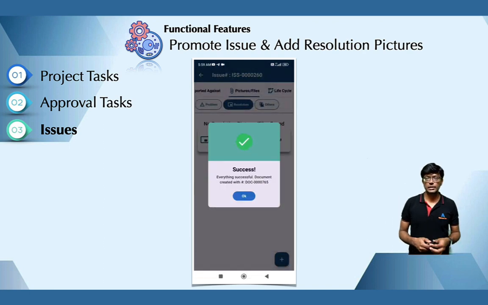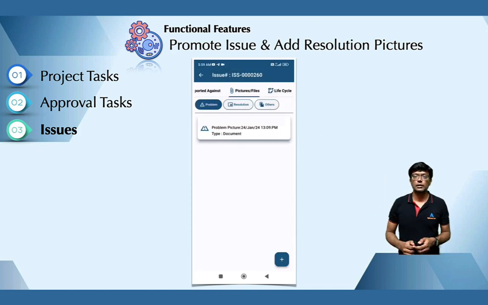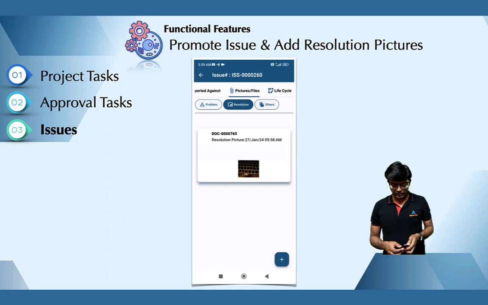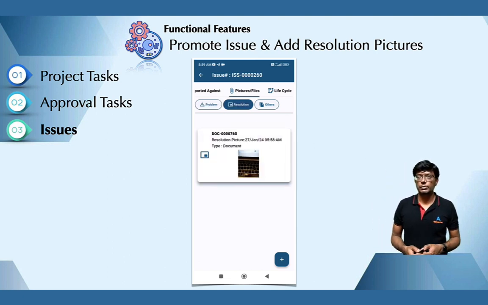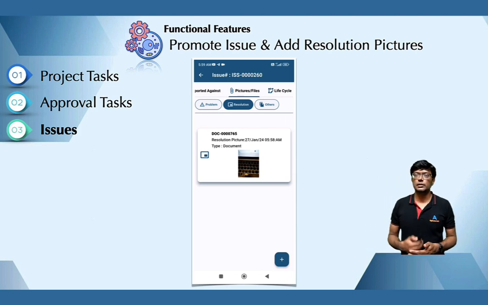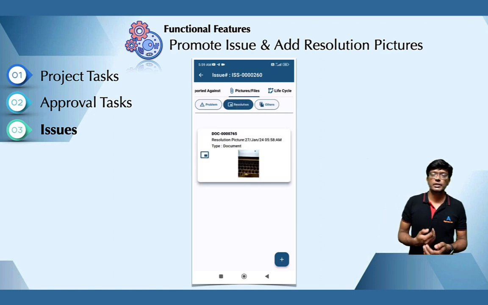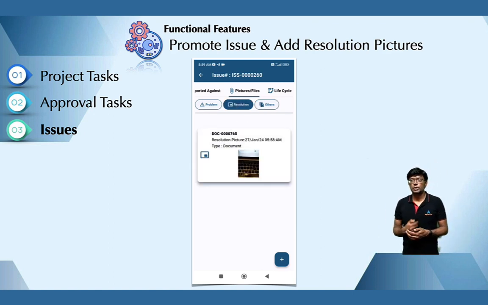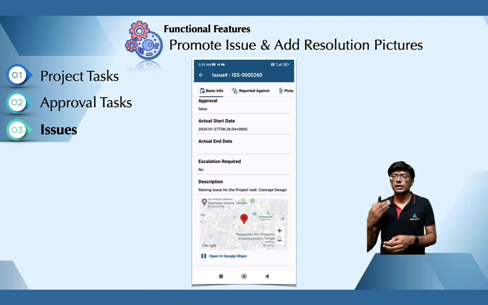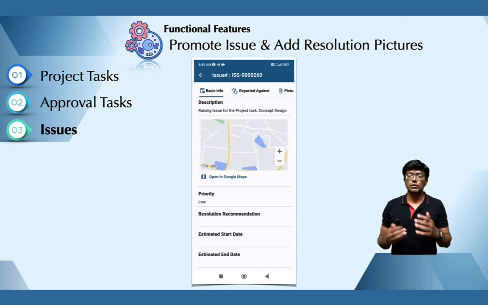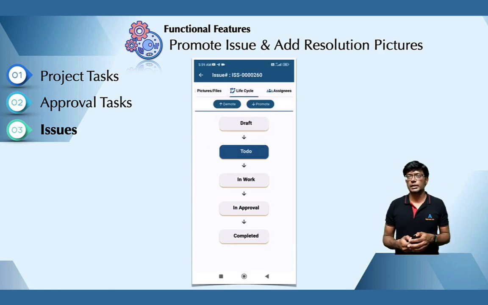So the resolution picture is created and uploaded to the server. All these things you can still see on the server. You can go to the web app and see the resolution pictures and the problem pictures and all those things. Once the issue goes to In Review, the owner of the issue, whoever is the creator, can review the issue and promote it to the Complete state, and also complete the approval task, which will in turn complete the project task. So the whole loop is completed. That's all about the overall features supported by the app.